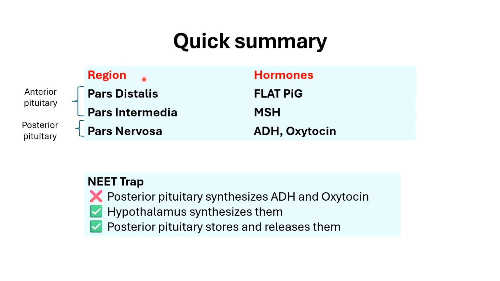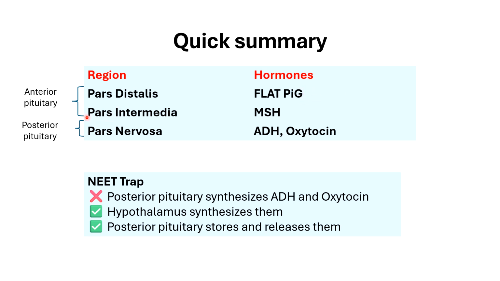Now let's summarize whatever we have read until now. The pituitary gland, which is also known as the master endocrine gland, is made up of two parts, right? Anterior, which is known as adenohypophysis; posterior, which is known as the neurohypophysis. Why neurohypophysis? Because it's the extension of the neural networks of the hypothalamus, right? The anterior pituitary is made up of pars distalis, which secretes the FLAT PIG hormones. Remember, FSH, LH, ACTH, TSH, prolactin, and growth hormone. Growth hormone is also known as somatostatin.